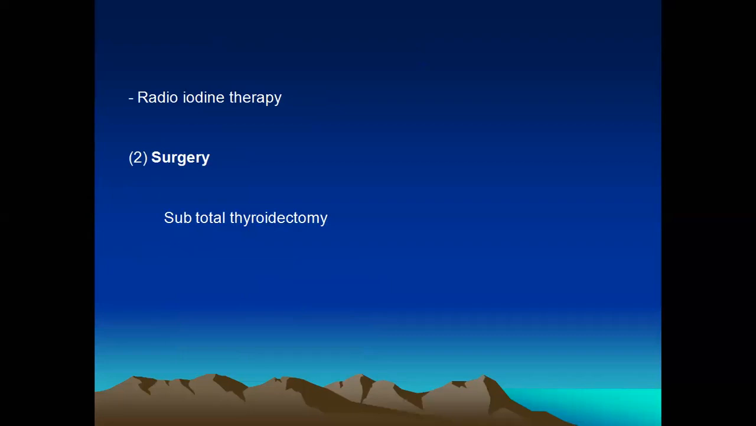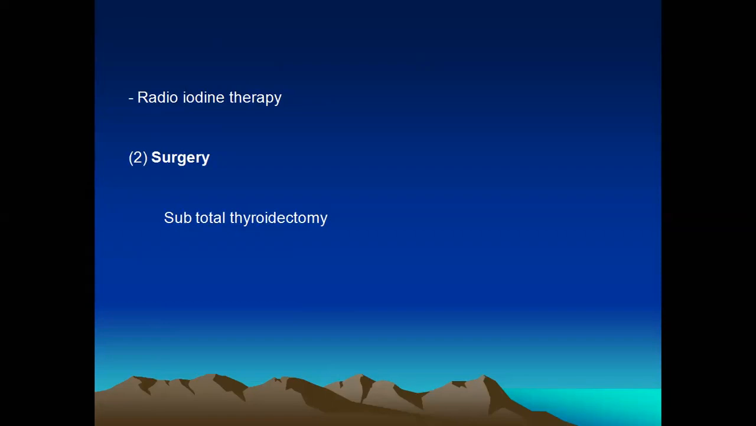Then second is the toxic multinodular goiter, in which usually the treatment is surgery or radiation therapy. Because this disease occurs mostly in the older group, they usually have atrial fibrillation, they are not fit for surgery, so we can advise them radiation therapy. But again, they have to take thyroxine for the whole life. Before going to surgery or radiation therapy, the patient has to be made euthyroid with antithyroid drugs.